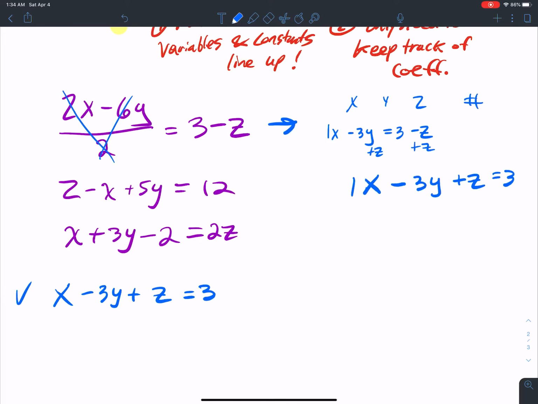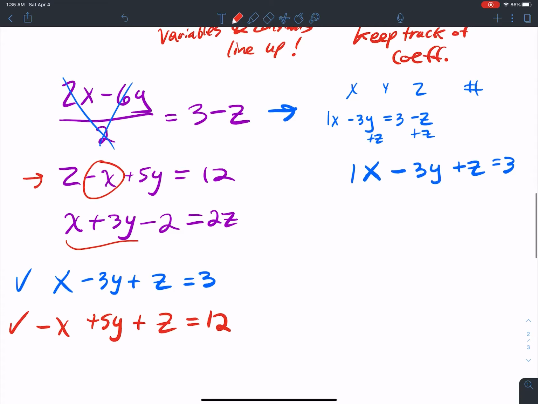Next one. Okay, my next one, this one here. I'm going to move the x around. I'm going to make it negative. I'm going to put the negative x first, and then I'm going to have my 5y, and then I'm going to have my z, and that equals 12. That one was pretty easy to do.